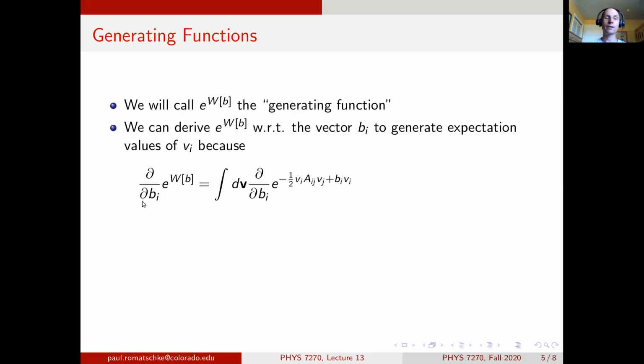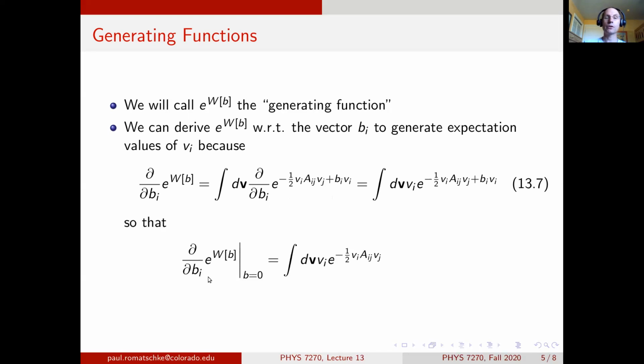I can pull the derivative through the integral because the integral is over v and I'm deriving with respect to b. These are independent. And then I'm asked to take the derivative of an exponent with respect to the vector b. This is easy to do. It will just bring down one power of this vector field v. So we get an integral over vi times the original Gaussian form.